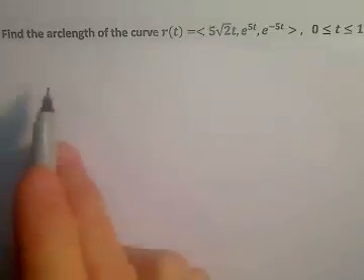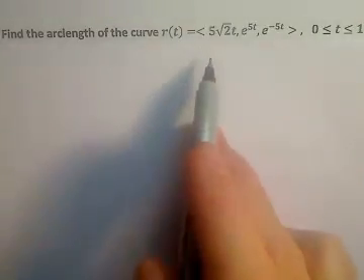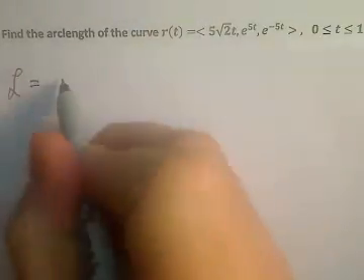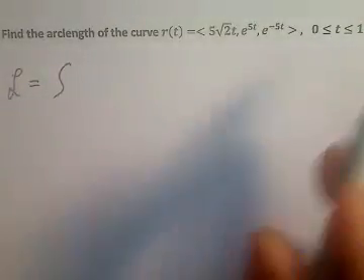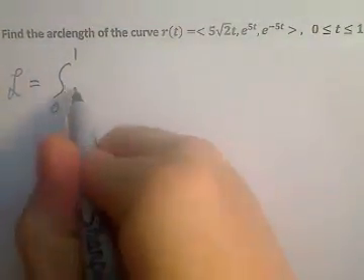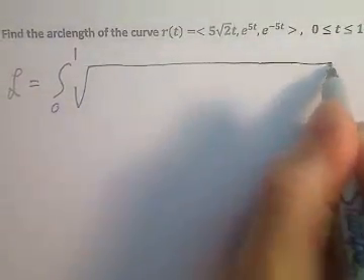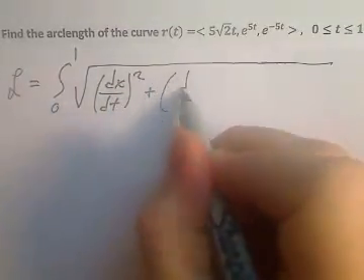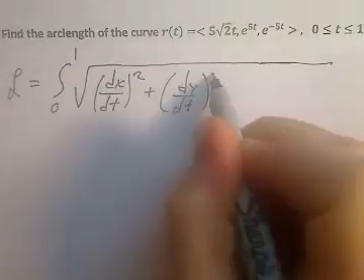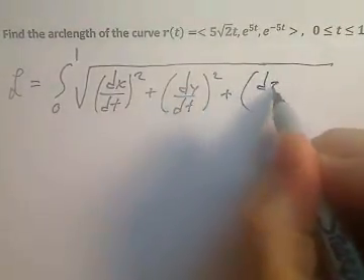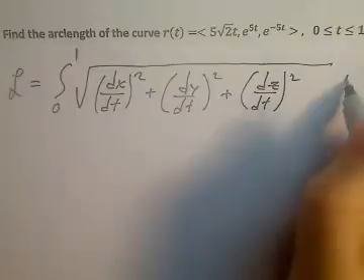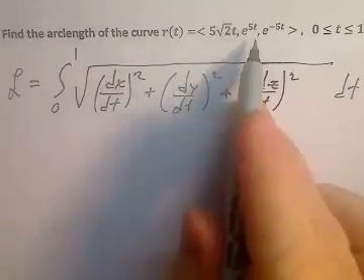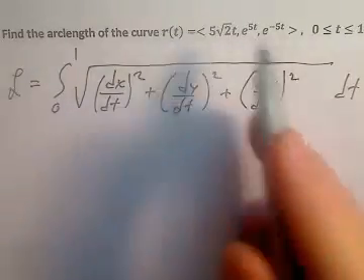Okay, in this example, we're trying to find the arc length of a given curve, and we know that the arc length is going to be the integral, where t is from 0 to 1, of the square root of (dx/dt) squared plus (dy/dt) squared plus (dz/dt) squared, dt, where x, y, and z are the components of r.